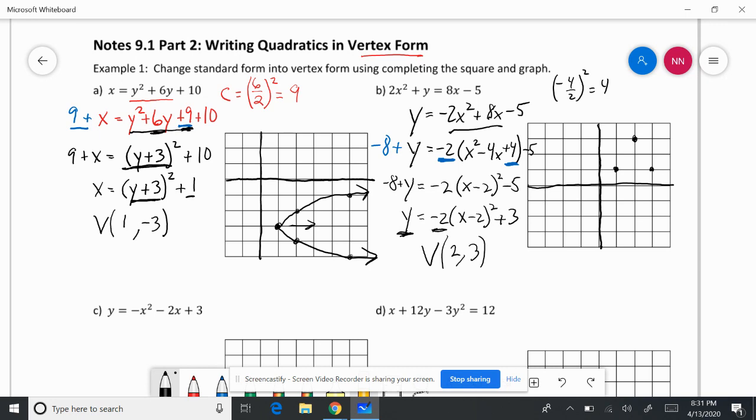Now the next one, if I take a distance of 2 and I square it, that gives me 4. But since there's a negative 2 here, that would be negative 8. So 1, 2, 3, 4, 5, 6, 7. It would be a little bit after. So it would be out there. And this is what my parabola would look like.